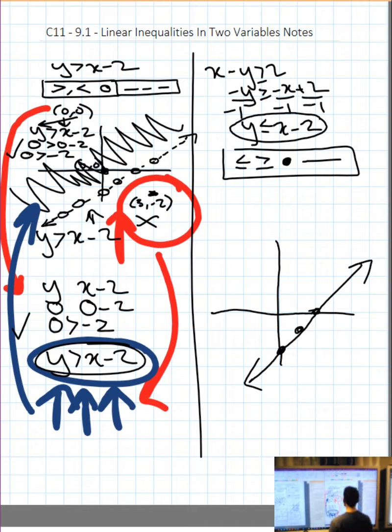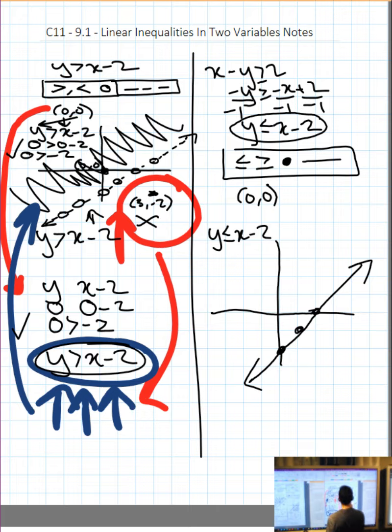So if I were to cheat, I'd know to shade below the line because I could just say shade less than the line. But let's do it properly and choose a test point. Let's choose 0, 0 because the line's not going through 0, 0. Write it down. Write the equation in question. Y is less than or equal to x minus 2.